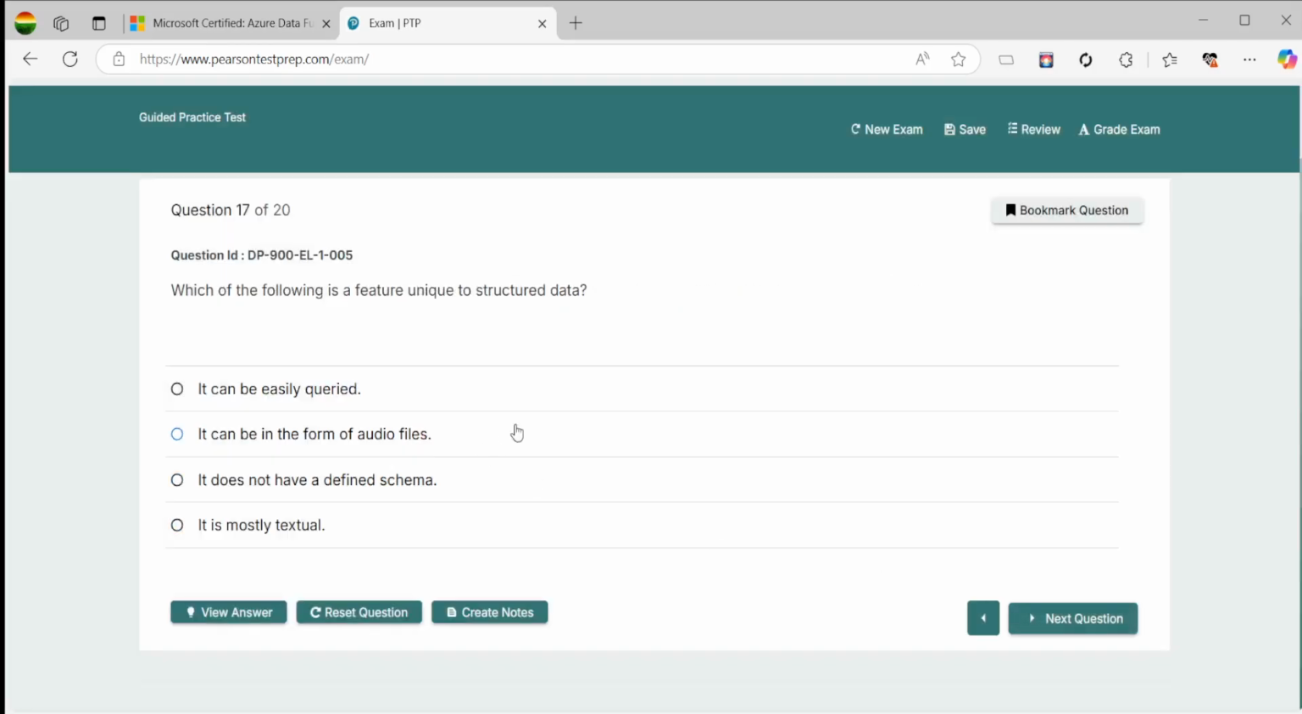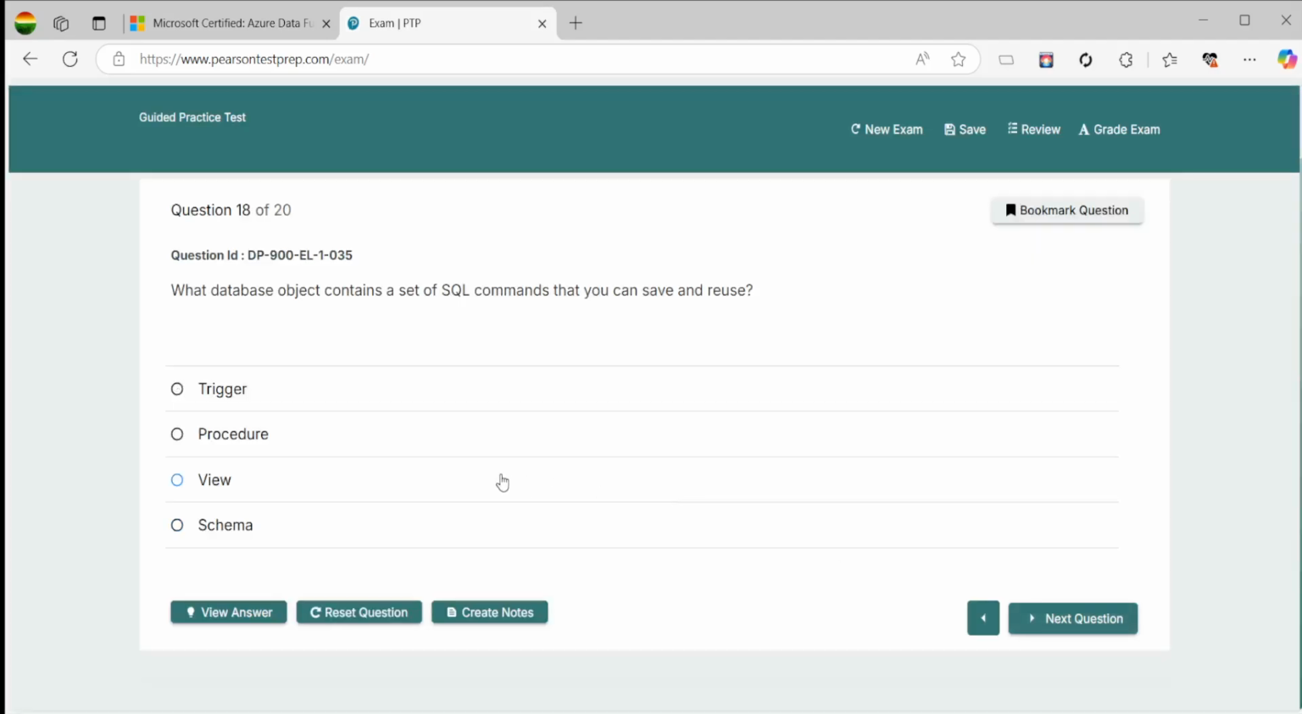Question 17. Which of the following is a feature unique to structured data? It can be easily queried. It can be in the form of audio files. It does not have a defined schema, or it is mostly textual. For structured data, well, structured data is not audio files. Structured data does have a defined schema. Structured data is not necessarily mostly textual, but structured data can absolutely be easily queried.